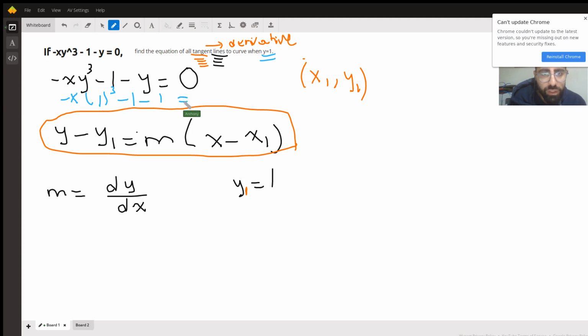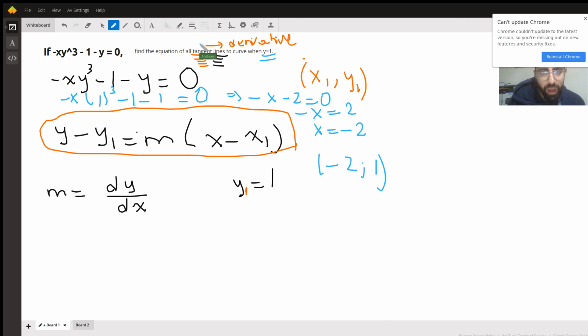So we set it equal to 0. 1 cubed is 1, so we obtain negative x minus 1 minus 1, which is negative x minus 2, equal to 0. We add 2 to both sides of the equation. We get negative x is equal to 2, so this means that x is equal to negative 2. So x1 is negative 2 and y1 is 1.